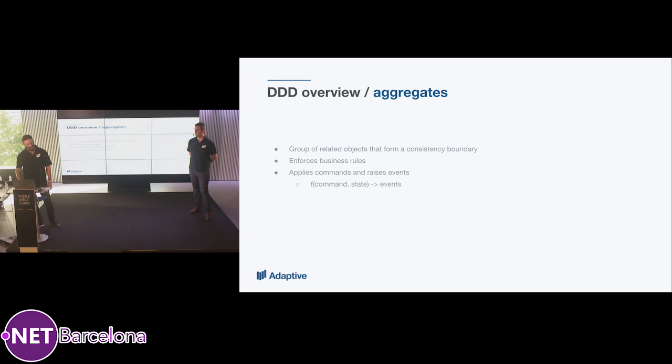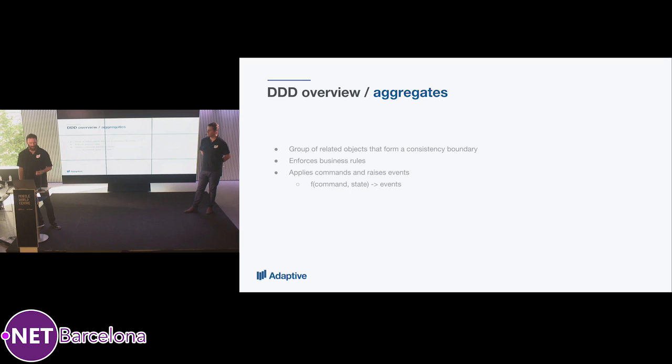And so that leads us to aggregates. So how do these events actually get into the system in the first place? When we talk about aggregates, aggregates are a group of related objects that form a consistency boundary. When we say consistency boundary, it means that everything that the aggregate represents must always be in a consistent state. Aggregates are sort of an entity where business rules are enforced. So any change to the domain always happens through the aggregate. So in other words, they're like a gatekeeper for our domain.